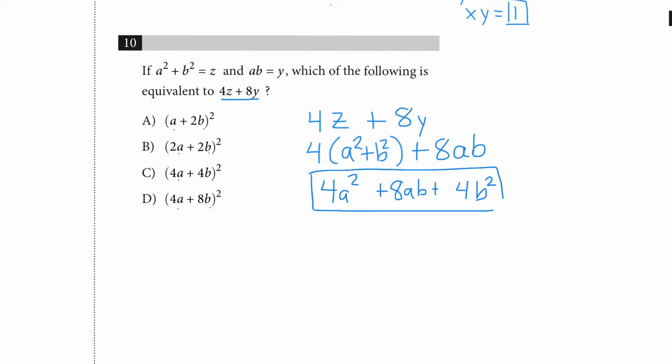However, these are factored out on the answer choices. So if you look at 4a squared, that's actually 2a squared. And if you look at 4b squared, that's actually 2b squared. So if you take 2a plus 2b and you square that, it will give you that answer. So in this case, the answer was B.